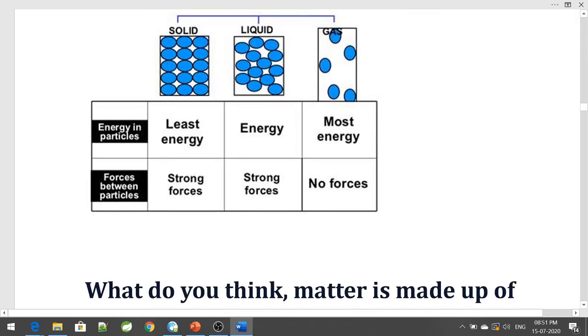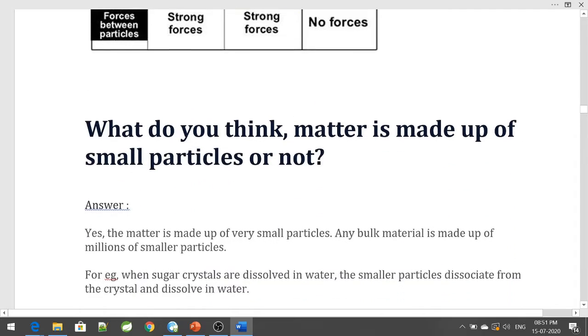They can be classified as like this. So these have least energy but strong force. That's why they are compactly arranged. These have energy but a lesser force compared to solids. These have the most energy, and no forces of attraction.